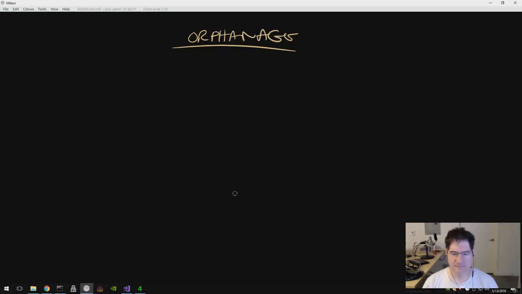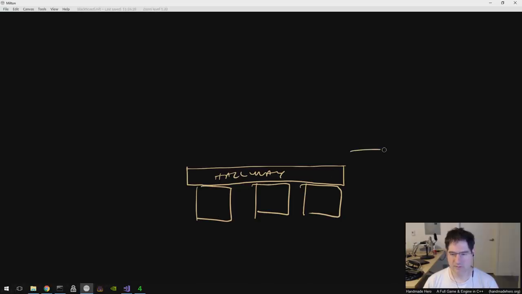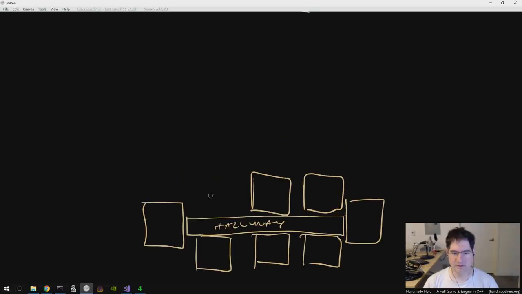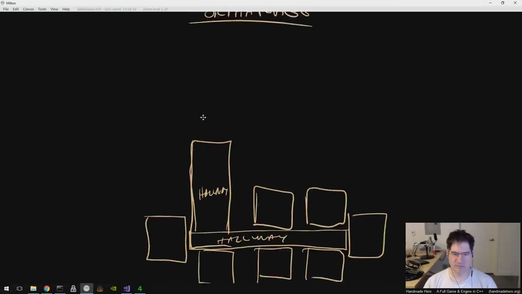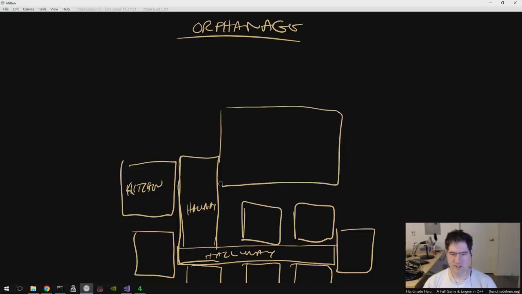So let's say there's a hallway here, and I want to have bedrooms off of it. Something like that. And maybe there's a hallway here. Maybe this is the same room. Probably not. Say these are both hallways. So you've got rooms off the hallway, and then maybe you've got the kitchen. I don't really know. I don't study orphanages. I don't know how they would be laid out.